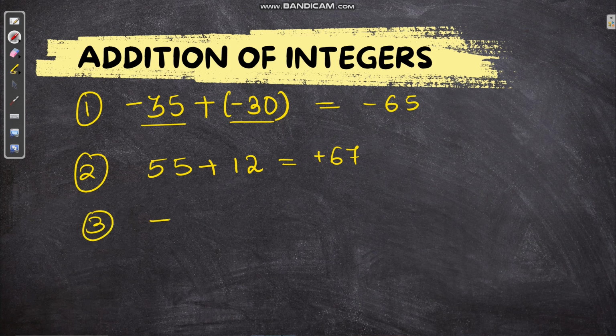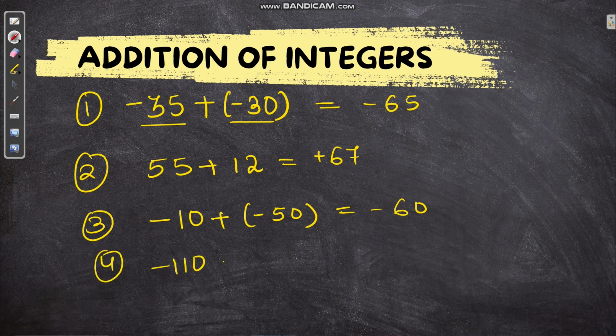Third, minus 10 plus minus 50. Both numbers with the same sign, you add them up. That is 60. Common sign is minus.